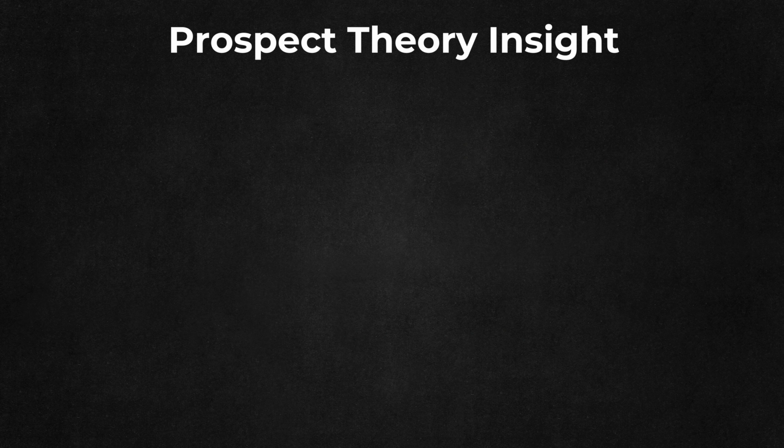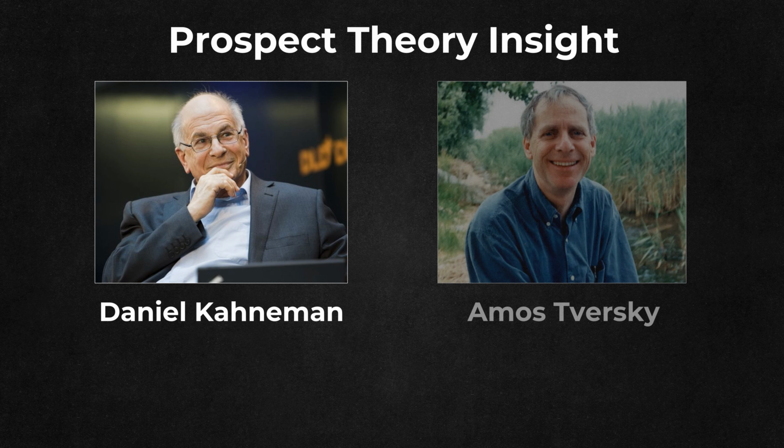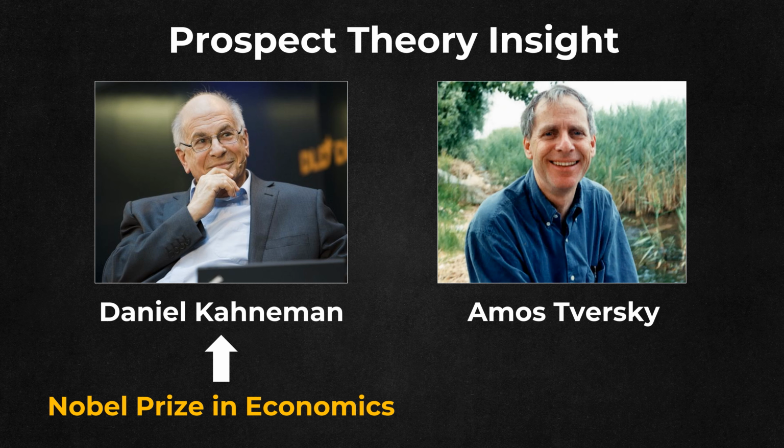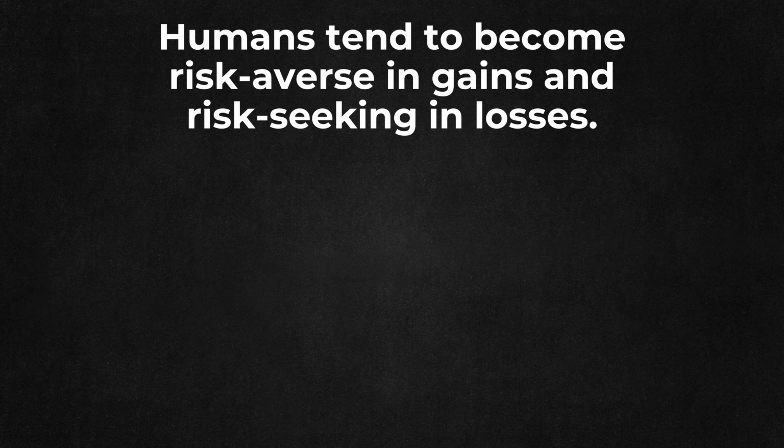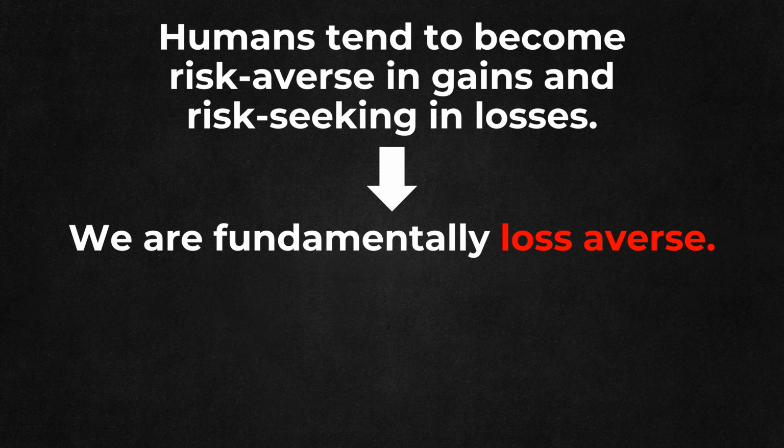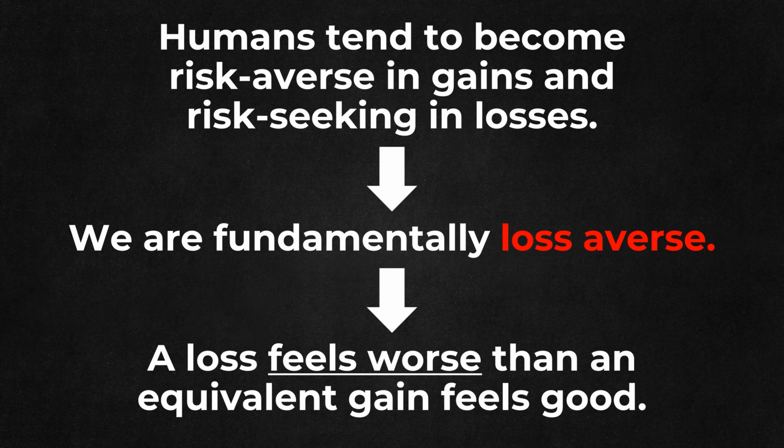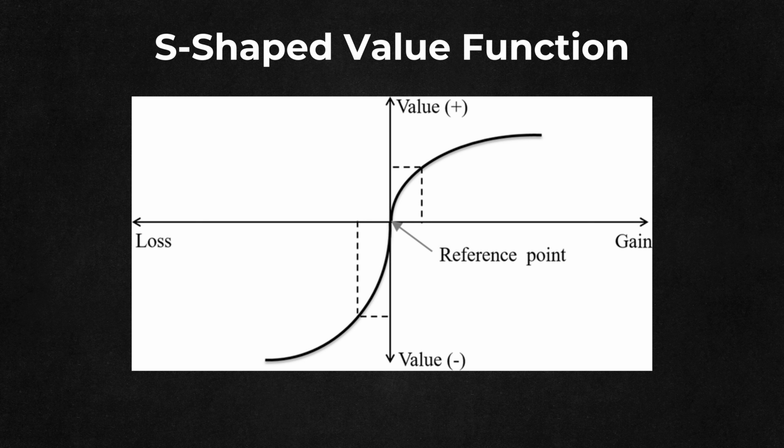Prospect theory, developed by psychologists Daniel Kahneman and Amos Tversky, and later earning Kahneman the Nobel Prize in Economics, mathematically demonstrates how humans tend to become risk-averse in gains and risk-seeking in losses, challenging the assumption of rational decision-making in classic economic theory. That happens because we are fundamentally loss-averse. A loss feels worse than an equivalent gain feels good. This can be visually understood with what is called the S-shaped value function in prospect theory, like we can see here. The negative value obtained from a loss is greater than the positive value obtained from an equivalent gain.